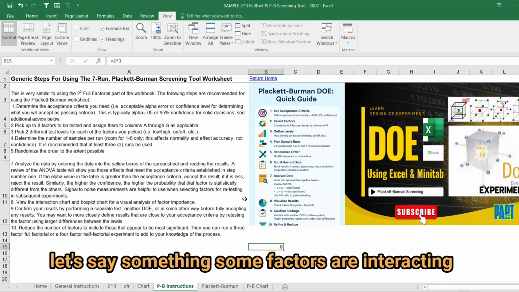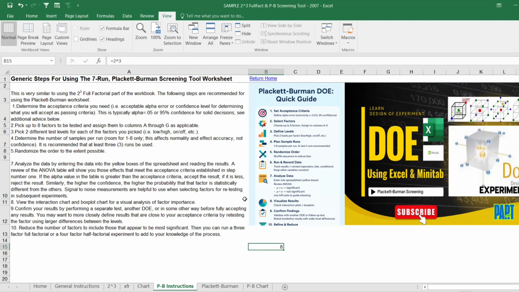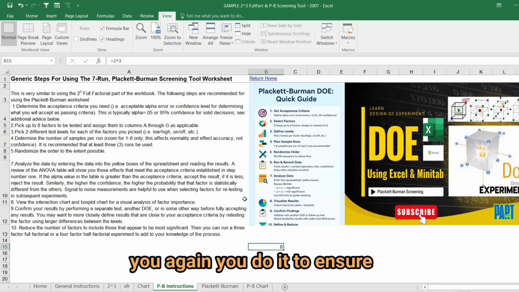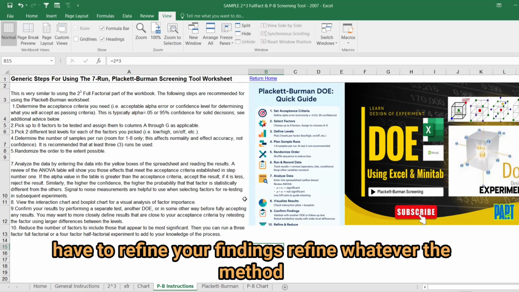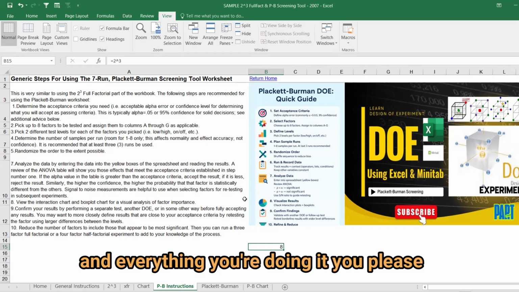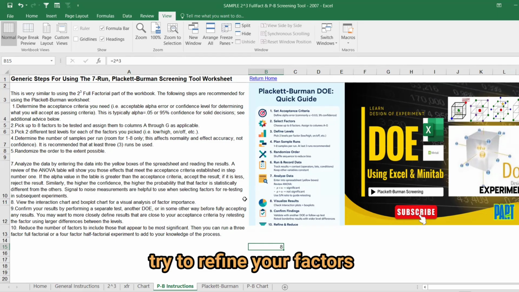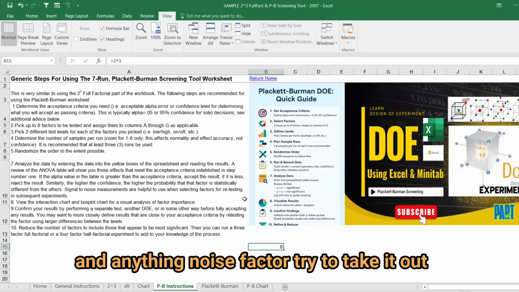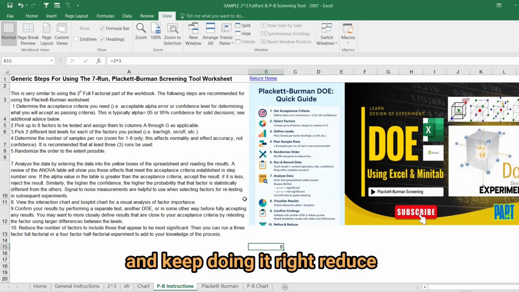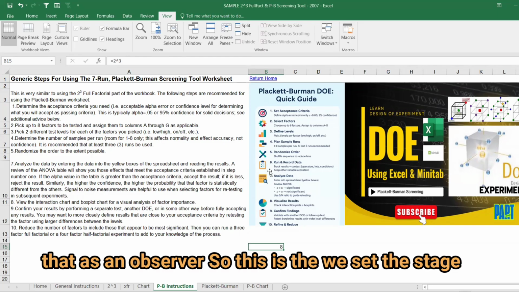Let's say some factors are interacting. You do it to ensure that those are confirmed. So you always have to refine your findings, refine whatever method you're using. Please try to refine your factors and reduce the number of factors, and any noise factor, try to take it out and keep doing it, right? Reduce that as much as possible.